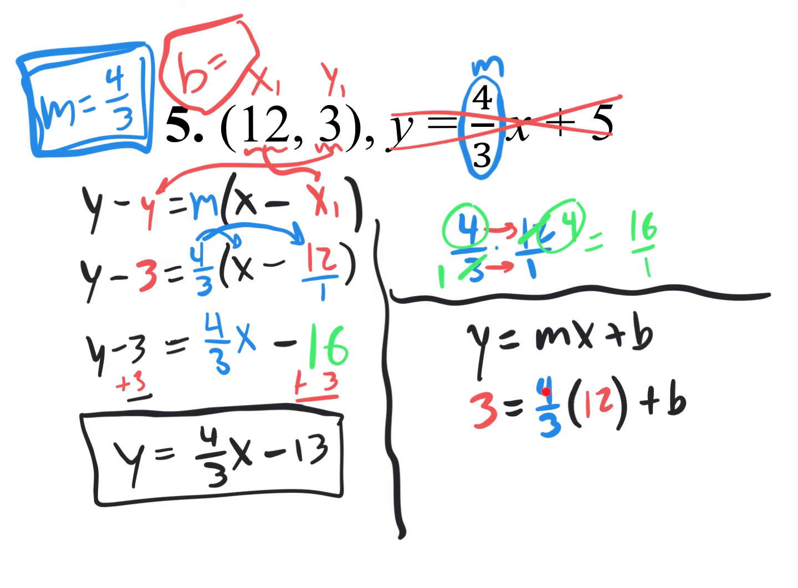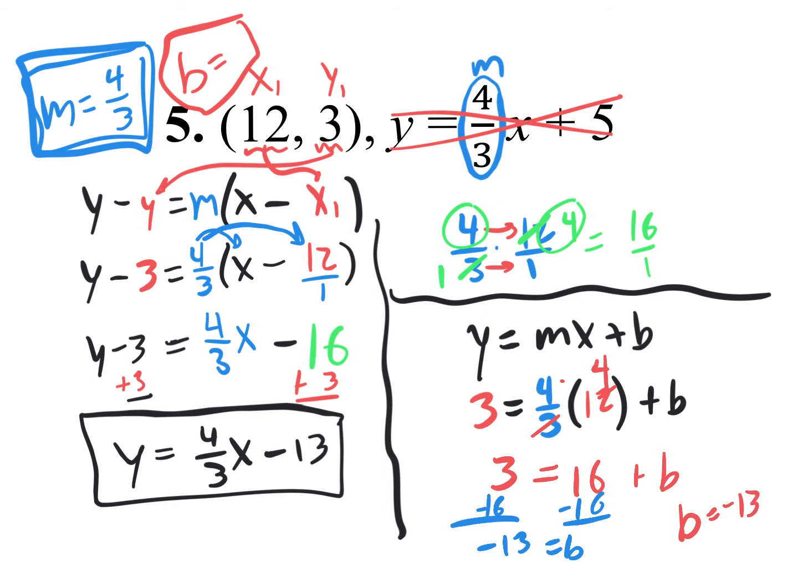And of course, when you multiply 4/3 times 12, you could multiply top with the top and then worry about dividing by 3, or you could divide 12 by 3, get 4, and then multiply 4 times 4. I want to go with the second option, canceling 12 and 3, getting a 4, and then 4 times 4 is 16. So we have 16 plus b equals 3. Final step would be to get rid of that 16 by subtracting 16, giving us negative 13 equals b. And now we know that b equals negative 13.